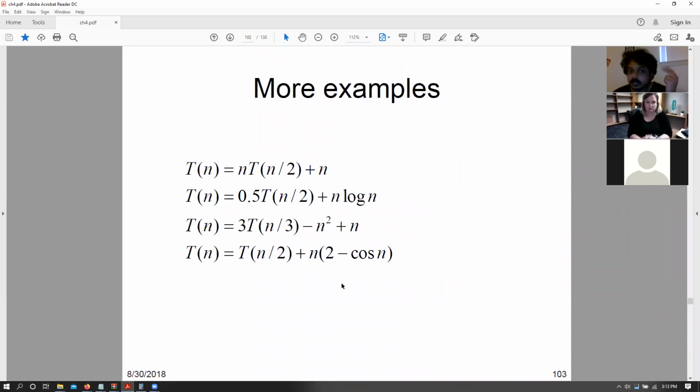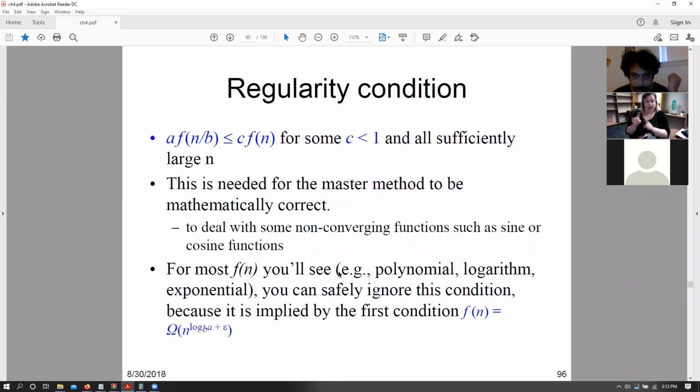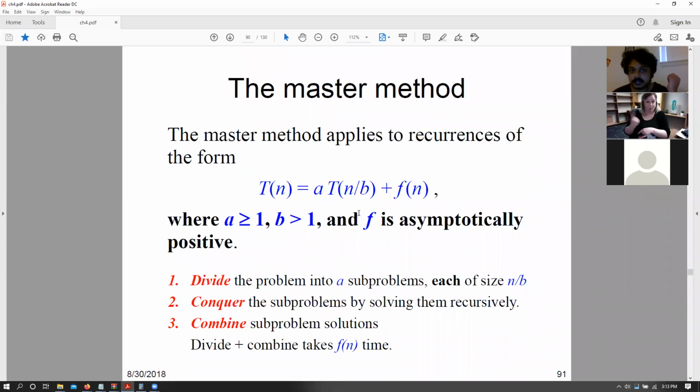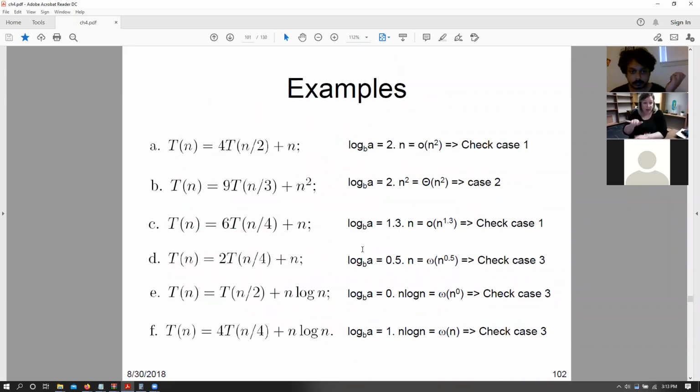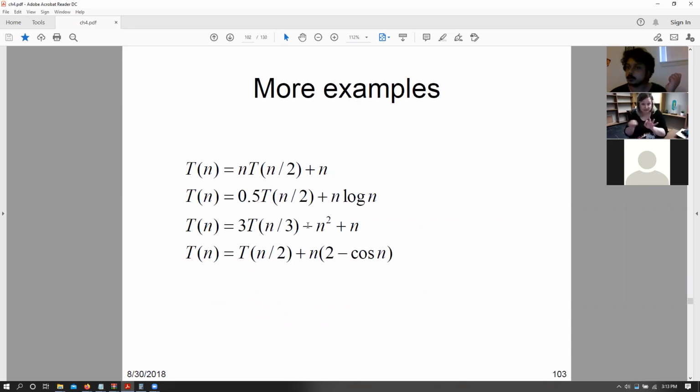Exactly. So in this particular case, our f of n needs to always be positive, as we said before we started with our master method, right? f has to always be positive, you're correct. So in this particular case, f of n is not positive, so the master method does not apply.